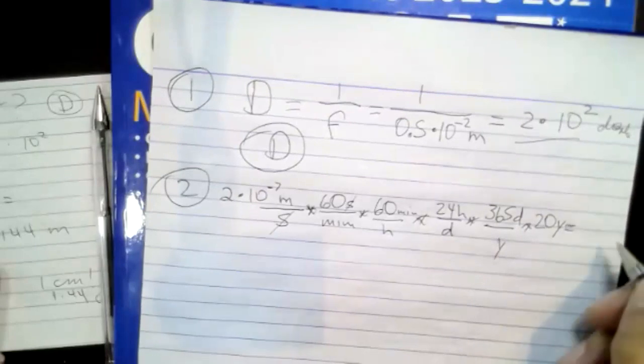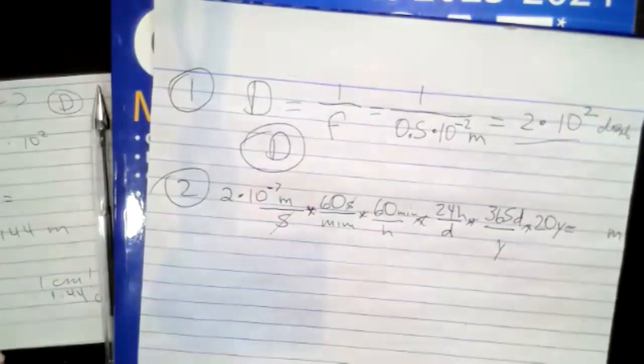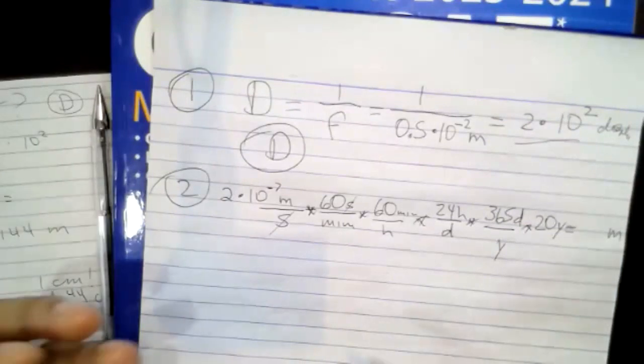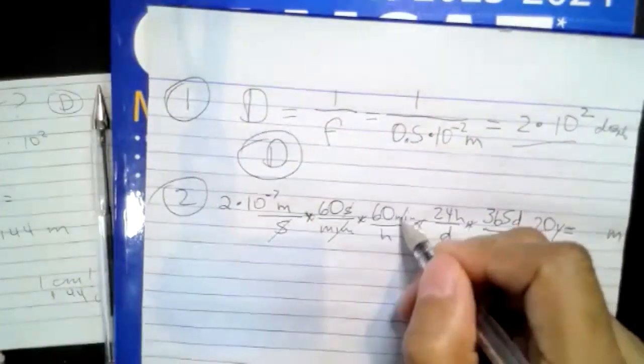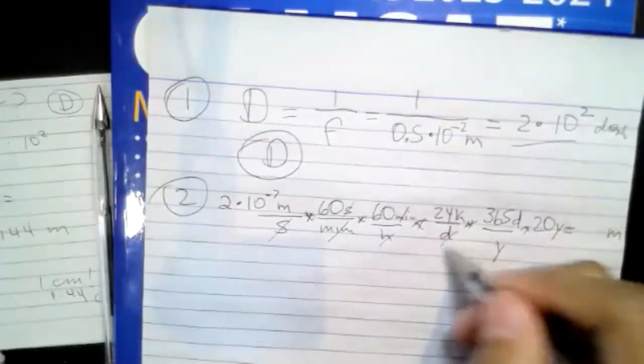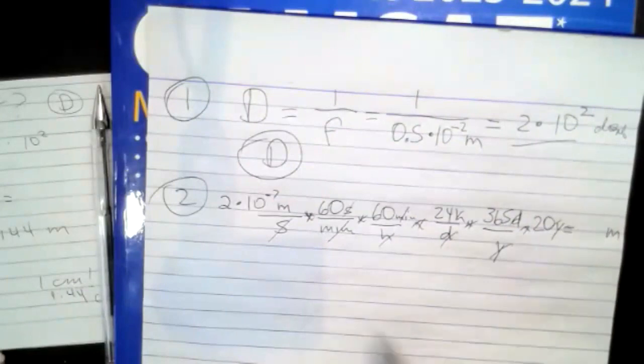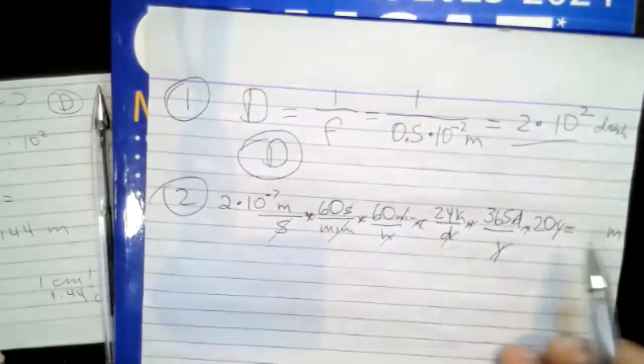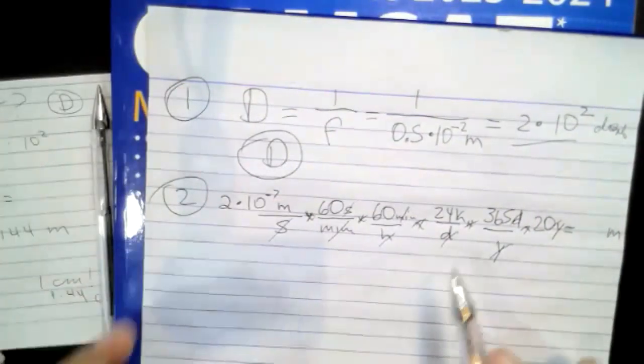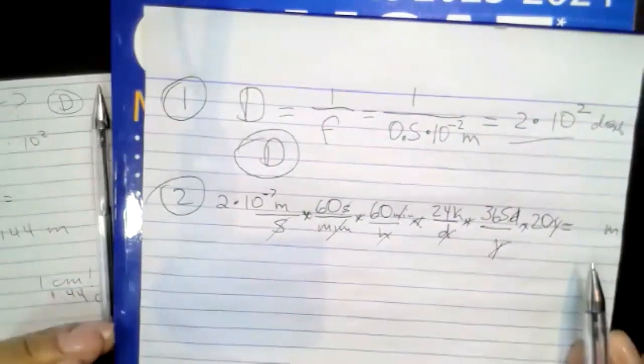And now I will be able to find out how many meters a person is expected to grow in 20 years. And I have confidence in my dimensional analysis, because the minutes cancel, the hours cancel, the days cancel, the years cancel. I know I end up with meters, so I can be very confident in this calculation. It's just a matter of mathematics.